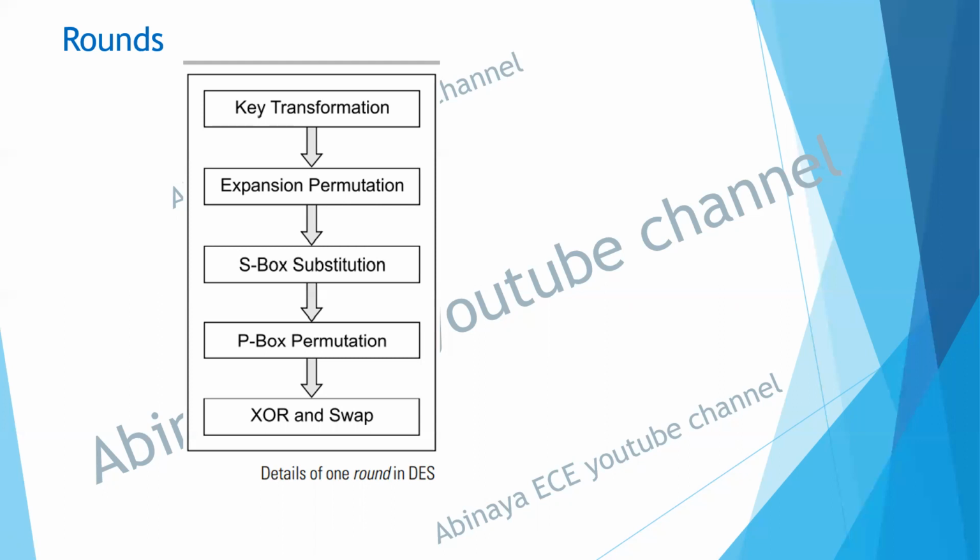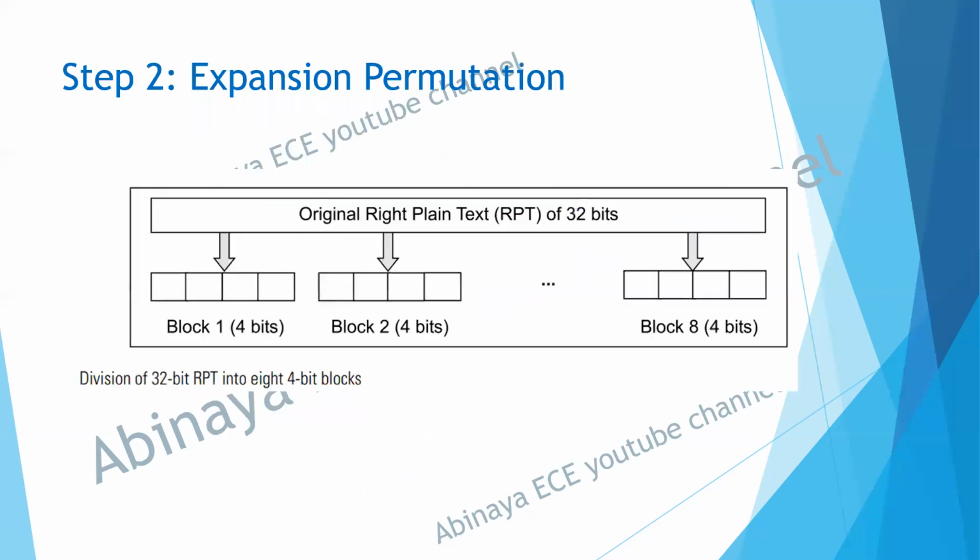For this, the 56-bit key is divided into two halves, each of 28 bits. These halves are circularly shifted left by one or two positions depending on the round. This is what key transformation means.